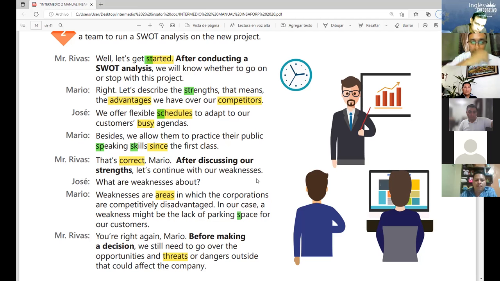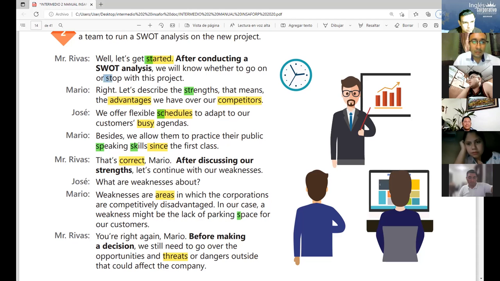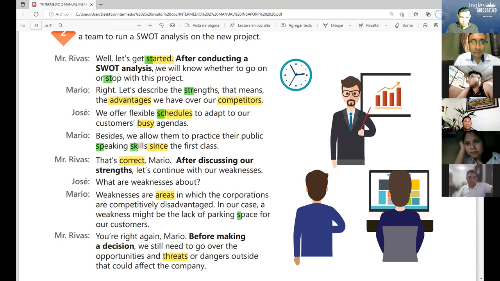Let's get started. After conducting the SWOT analysis, we will know whether to go on or stop with this project. That describes the strengths, which means the advantages we have over our competitors. We offer flexible schedules to adapt to our customers' busy agendas. Besides, we allow them to practice their public speaking skills since the first class.